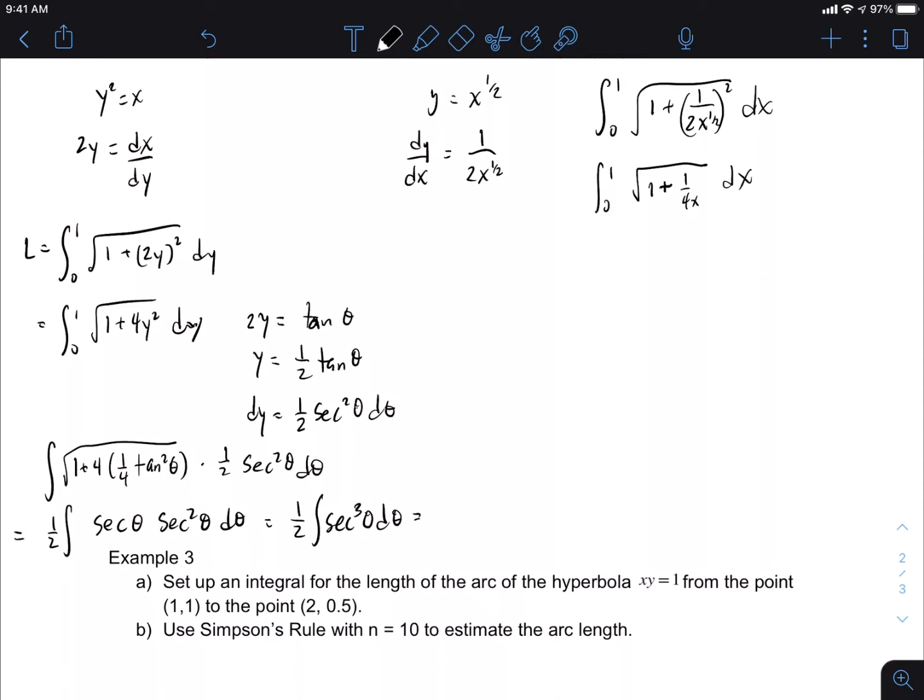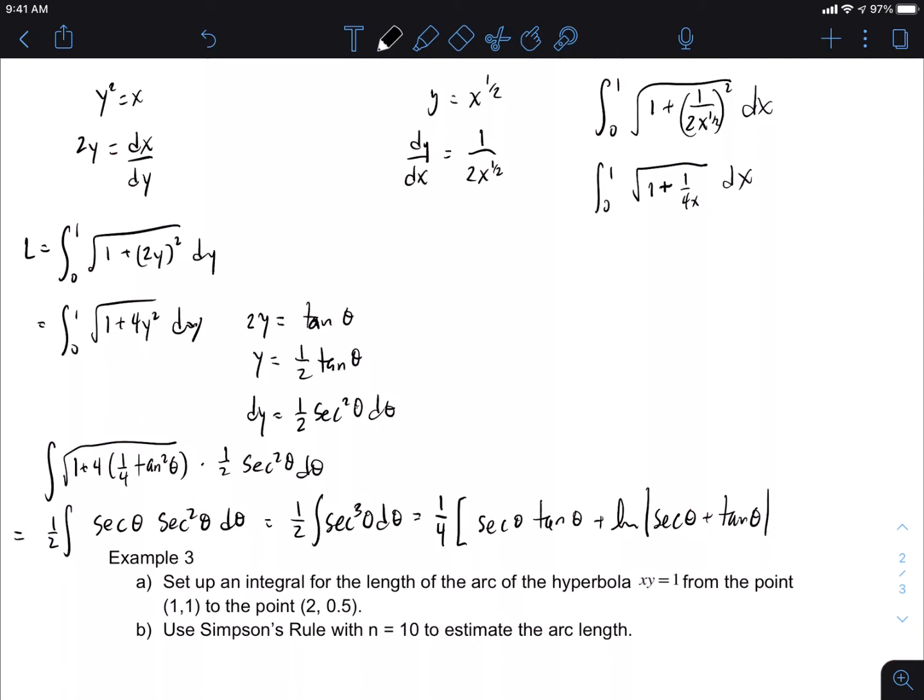Right? So I obviously didn't put the space to do it. If you want me to, I can do it at the bottom, but I'm just going to jump to it. I'm going to get 1/4 of secant theta times tangent theta plus the natural log of secant theta plus tangent theta.